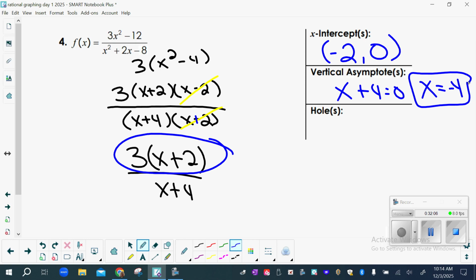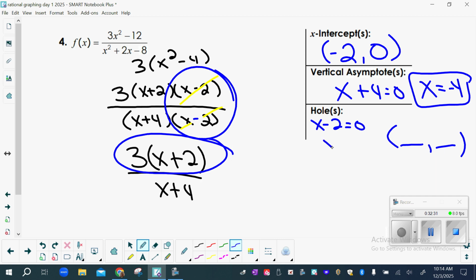Let's do the hole. So, Tyler, what do I use to get the hole? What thing do I use up here? Yeah, I used the guys that cancel out. So the first thing I'm going to do, because we know it's going to be a point, is say X minus 2 equals 0. X equals 2. Nice and easy.